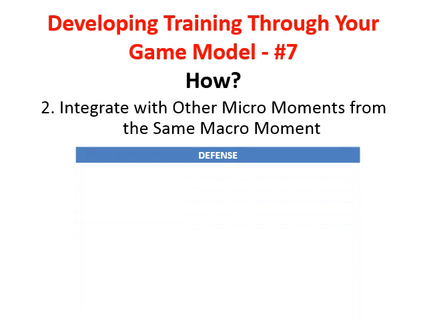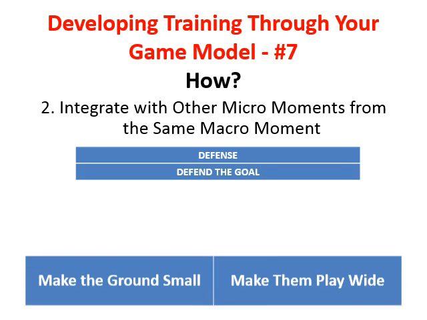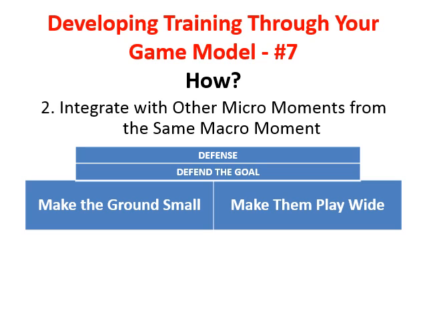Next is you want to integrate with other micro moments from the same macro moment. So defense, defend the goal, make the ground small was the first micro moment. The second micro moment I had there was make them play wide. So that means that you've slowed them down. Your defense can really get back into formation, into shape. And once you slow them down, then they're probably kicking to an outnumber or a one-on-one at least.